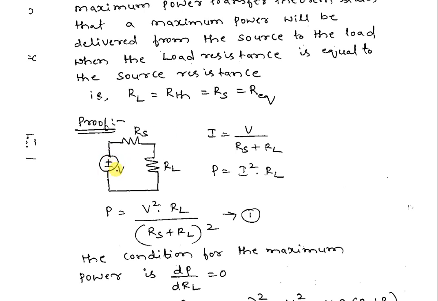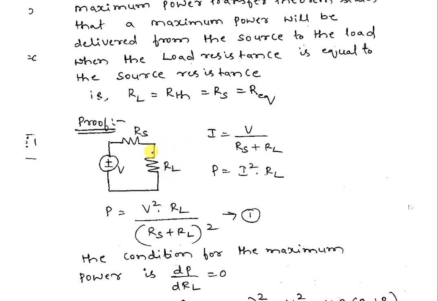We have one DC source V and internal resistance RS, and this is the load. You can consider it as a variable load, and you have to find out for what value of RL maximum power will be delivered to the load. The theorem states that maximum power will be transferred to the load when RL is equal to RS. We have to prove mathematically also how it is correct.